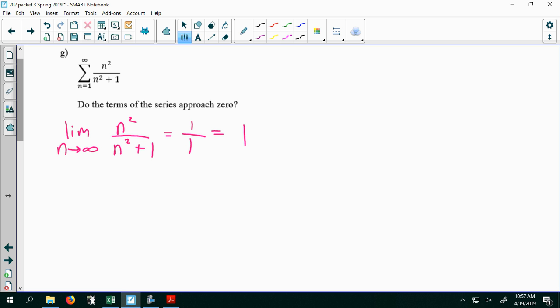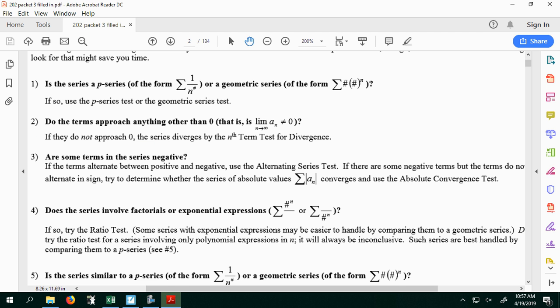So do the terms of the series approach 0? No. They approach 1. Which means that this has to diverge by the test for divergence. Right? So we'll look at a quick check through our list. Do the terms approach anything other than 0? Yes, they approach 1. If they do not approach 0, the series diverges. Test for divergence.